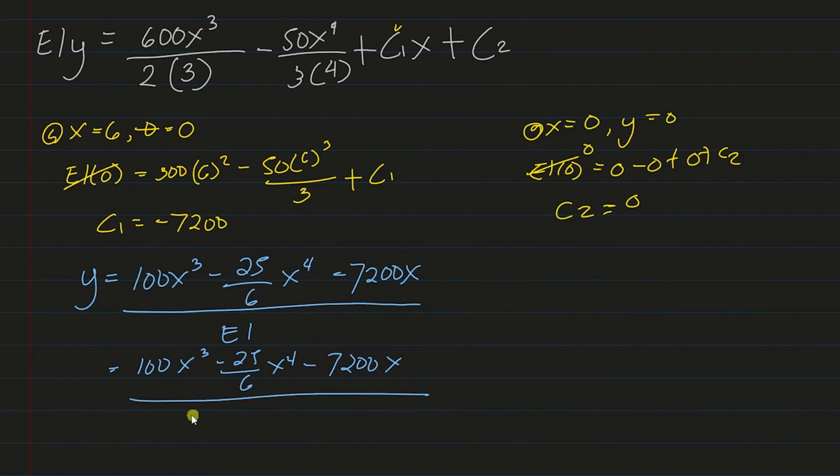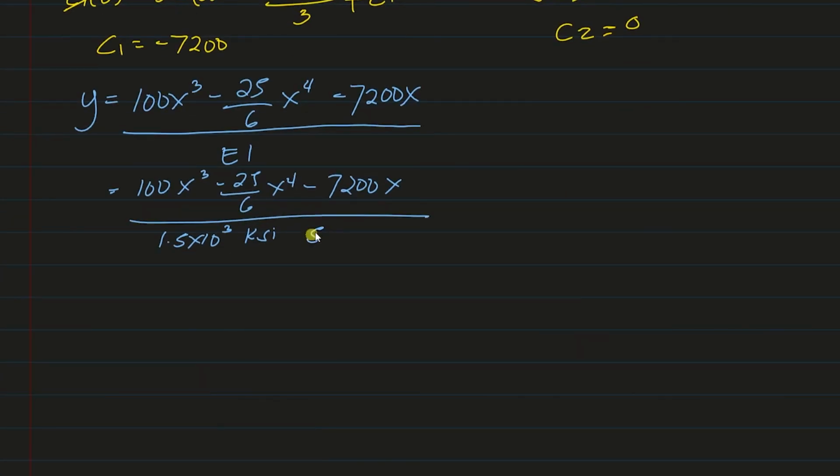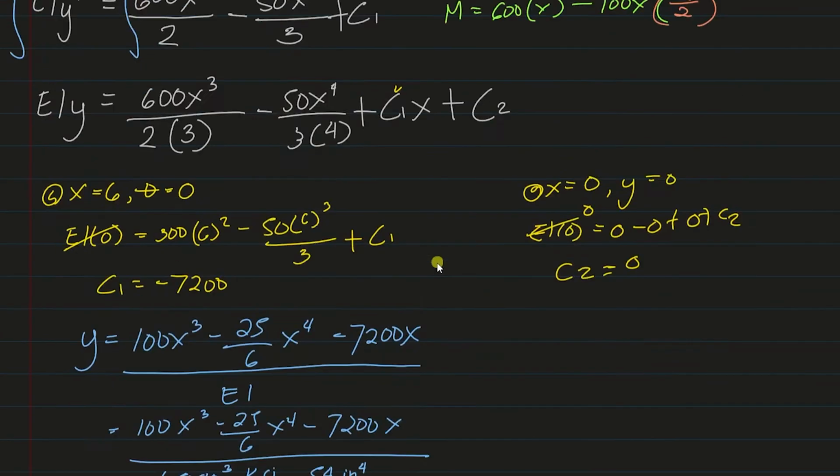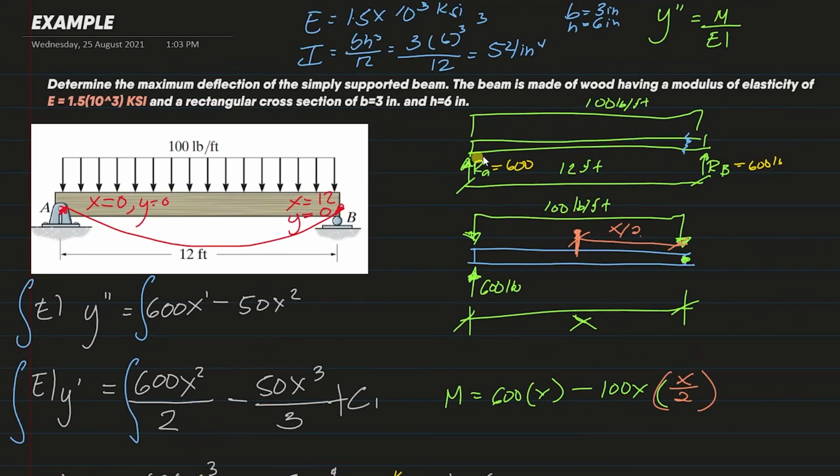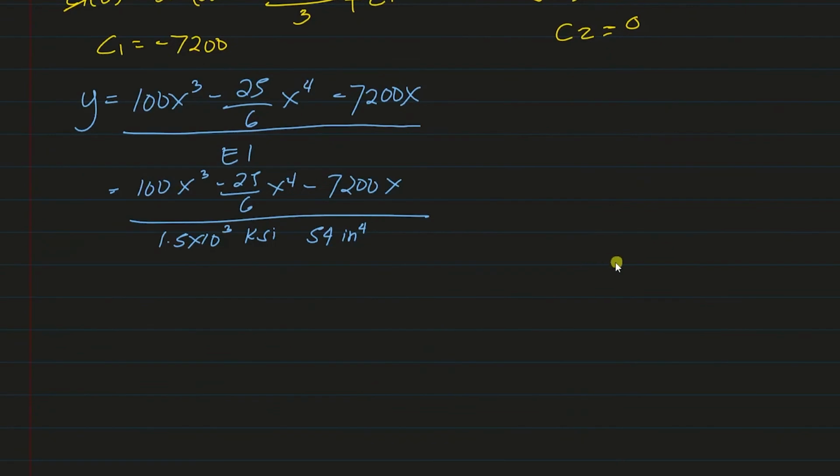Okay lang. So, ayan. E natin is 1.5 times 10 raised to 3 KSI, and I is equal to 54 inches to the 4th power. Now, before we proceed in simplifying this further, take note. Tingnan nyo, mga bisno, yung ginamit natin when we are solving for the moment equation is in pounds and in feet. Okay? And itong EI natin is naka-kilo pounds, tsaka naka-inches pa.